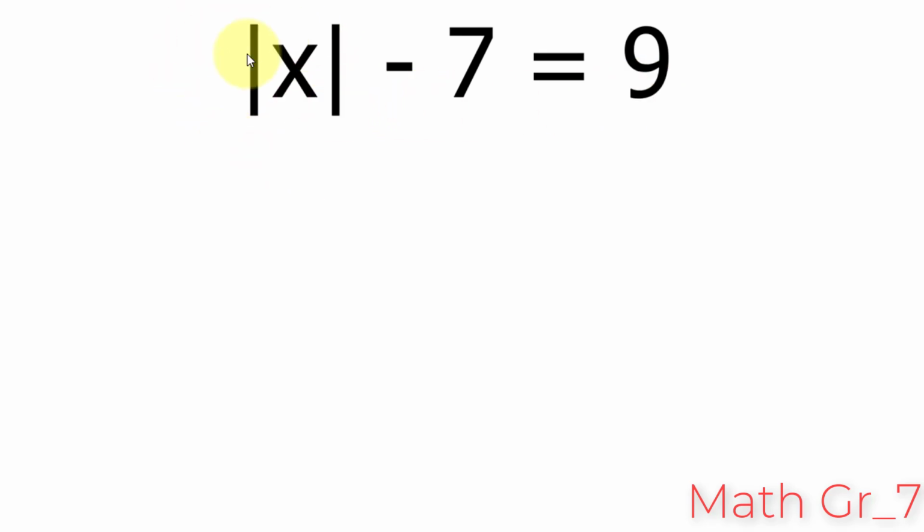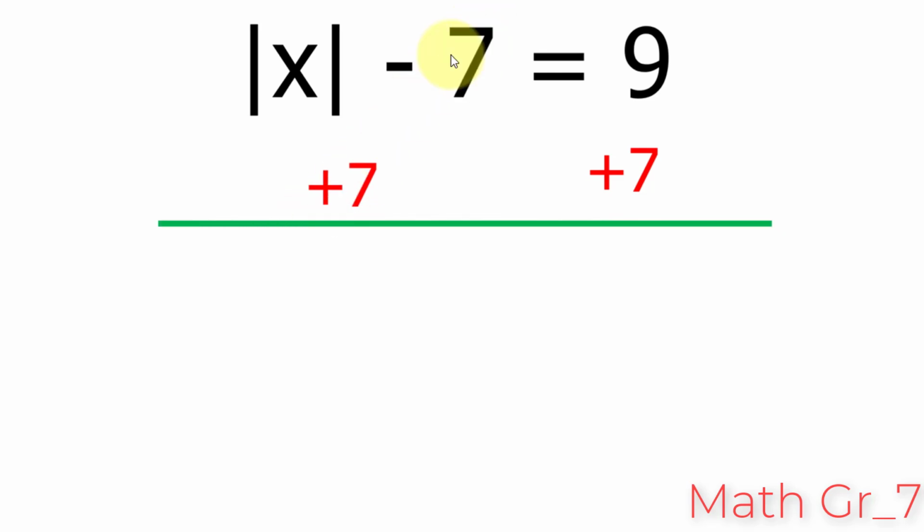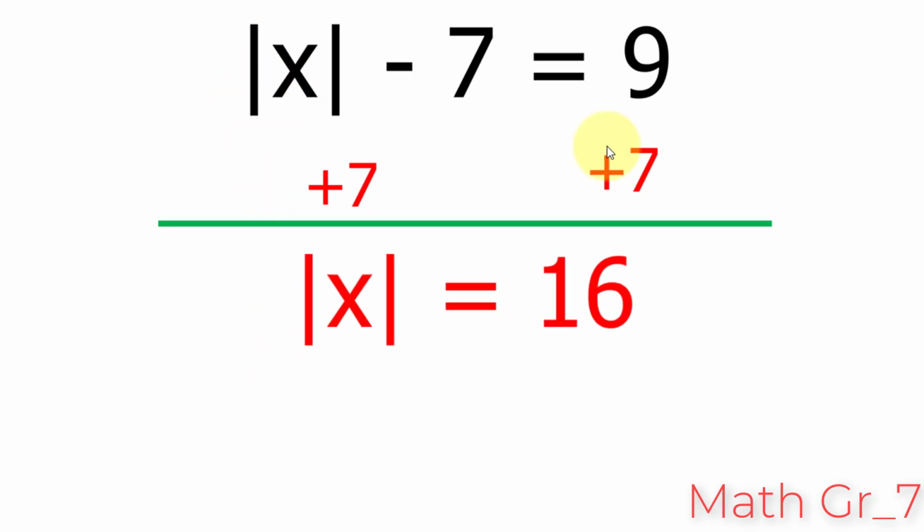First, isolate absolute value of x. We have minus 7. Just add 7 to both sides. Then you can cancel. Now we get absolute value of x at the left equals 9 plus 7 equals 16. Absolute value of x equals 16. Now ask yourself, what are the values for x? Yes, x can be equal to 16 and x can be equal to negative 16.